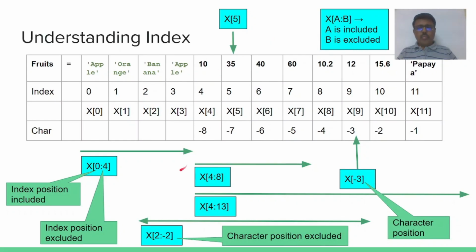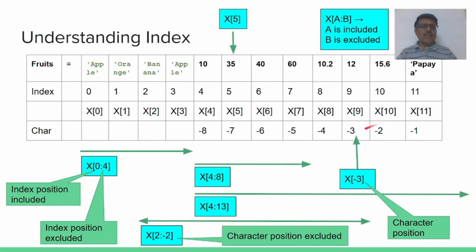I can start with 0 and 4, like this. Starting with 0, and then the 4, we know that position will be excluded. That means only up to 3 it will be displayed. Similarly, 4 colon 8: 8 will not be included, so up to 7 you will be getting that. That means 10, 35, 40, 60 will be returned.